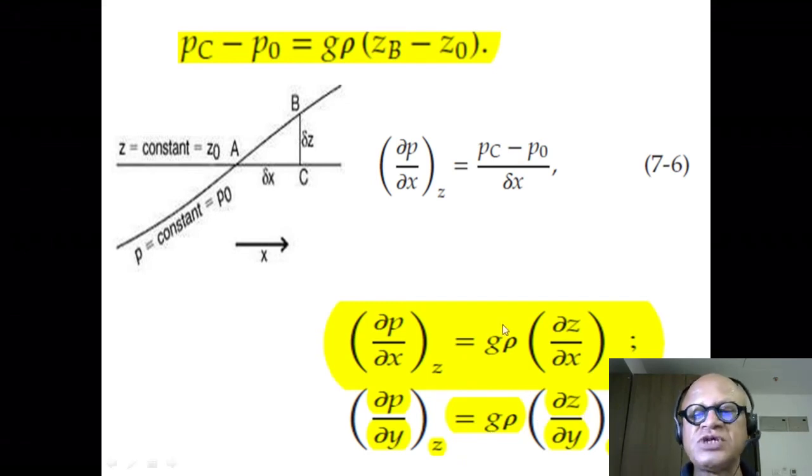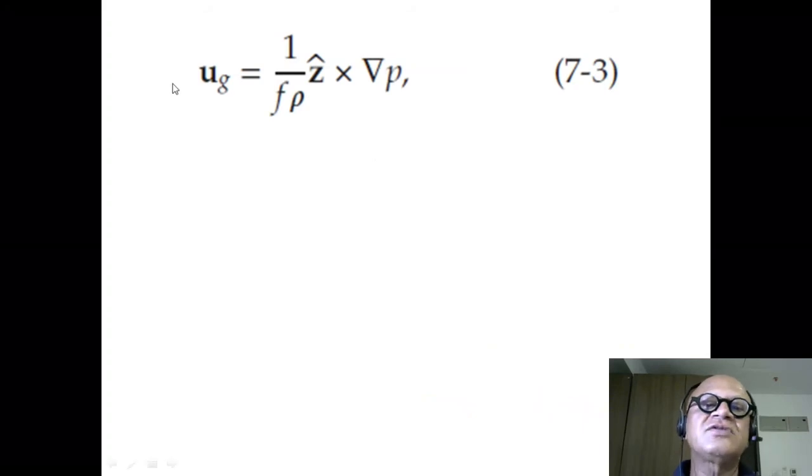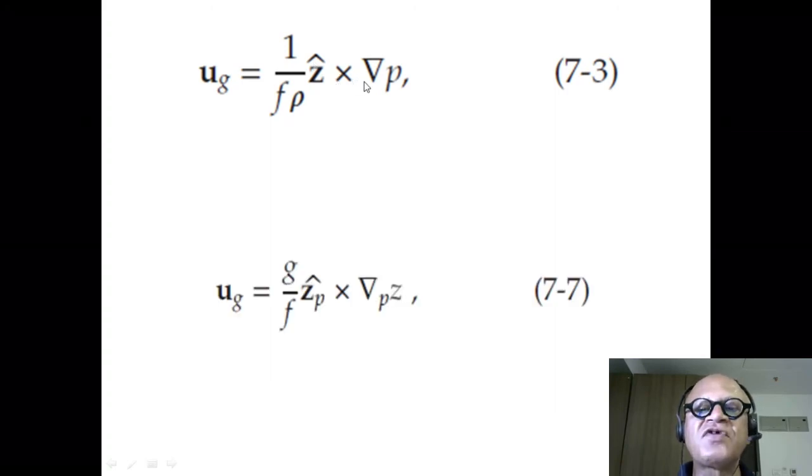We didn't do any magic. We just rewrote dp dx and dp dy in terms of dz dx and dz dy in a pressure coordinate. So that's why this is constant p, pressure coordinate, right? So in that case, we can just write the geostrophic vector as 1 over f rho z hat cross grad p. We have converted the equation from here to here. So we're going to replace z hat by z hat p. This is the pressure unit vector.